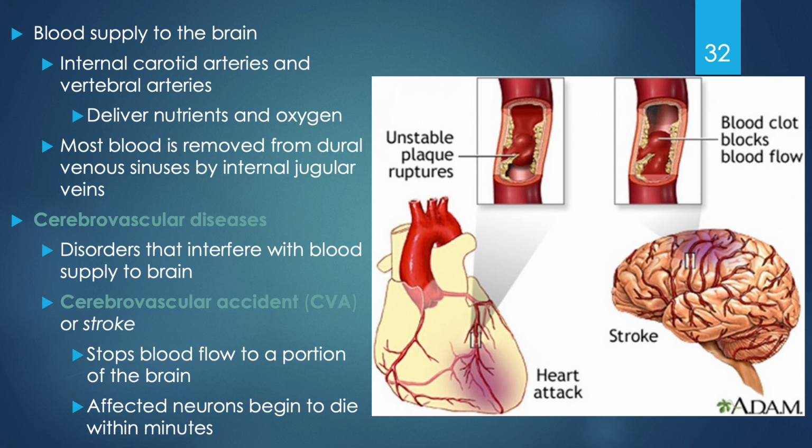Now, cerebrovascular diseases are any disorders that interfere with the blood supply to our brain. What you might have heard as a stroke is actually called a cerebrovascular accident. That's abbreviated to the acronym CVA, which is how you'll chart it. A cerebrovascular accident is when the blood flow stops arriving to a portion of the brain and then that portion of the brain dies. So the affected neurons are going to die within minutes of having inadequate blood supply. This can happen in one of two ways. You can have either a hemorrhagic stroke, or hemorrhagic CVA, or an ischemic CVA.